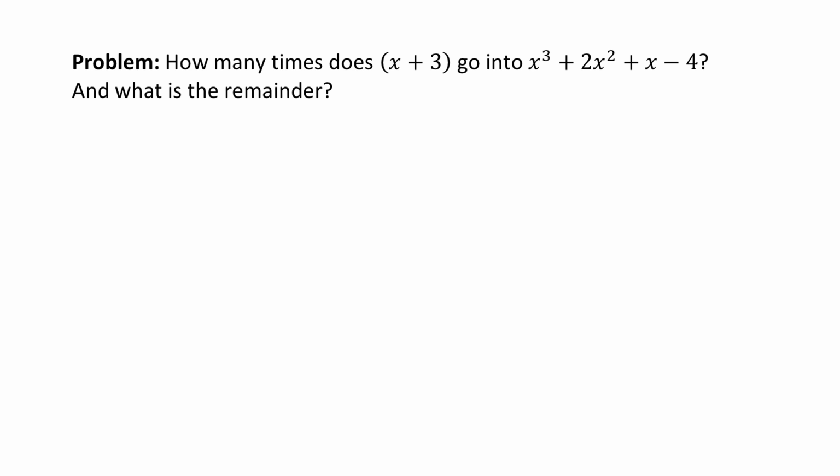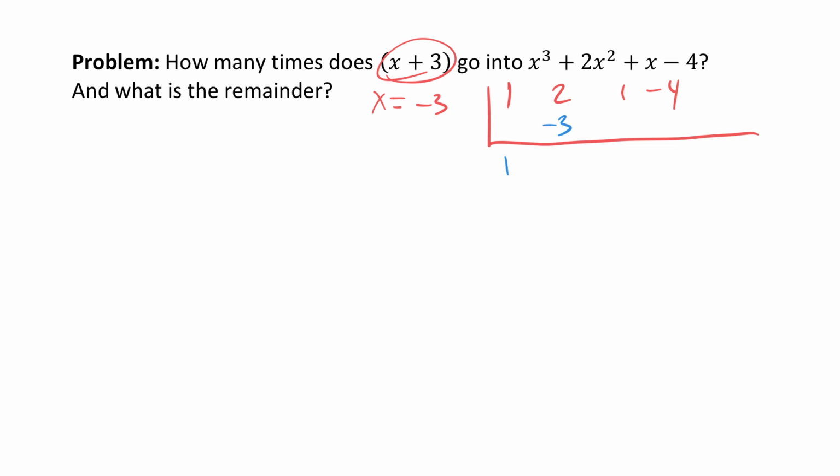Now, what we're going to do, though, is, of course, our synthetic division. So the x plus 3 here, we can write that as x equals negative 3. And this becomes 1, 2, 1, negative 4. Now we work on our regular synthetic, so this becomes 1. 1 times negative 3 is negative 3. Gives us negative 1, 3, 4, negative 12, negative 16.